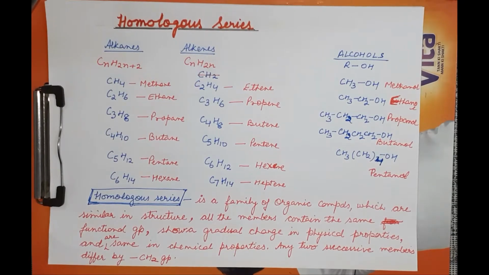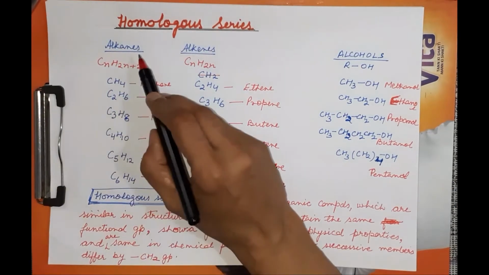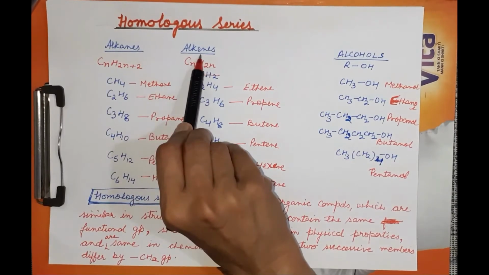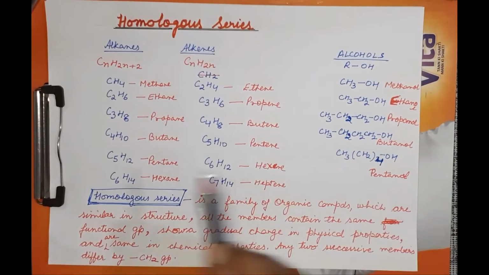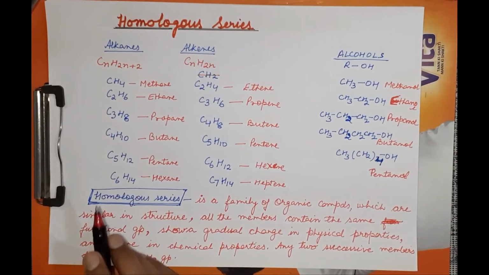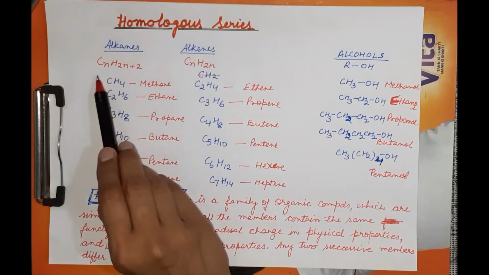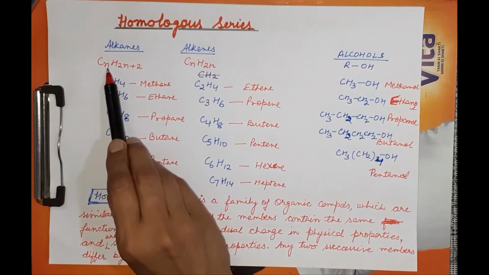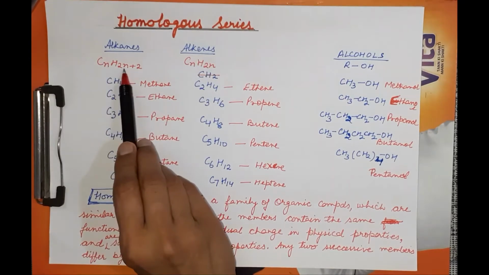I have written here a few homologous series. You must have read earlier about the alkanes and alkenes. Here I have written the homologous series of alkanes. We know very well the general formula for alkanes is CnH2n+2, where n is the number of carbon atoms.